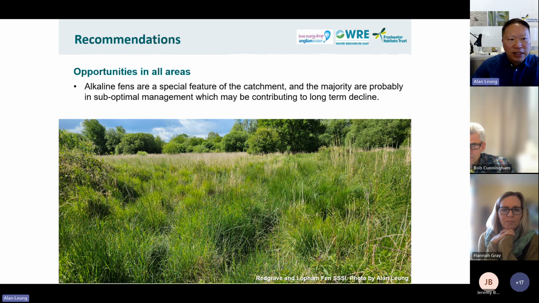One of the areas we consider important is the alkaline fen in this area. We think many of these fens are not being managed properly, and that may cause long-term decline in the area.